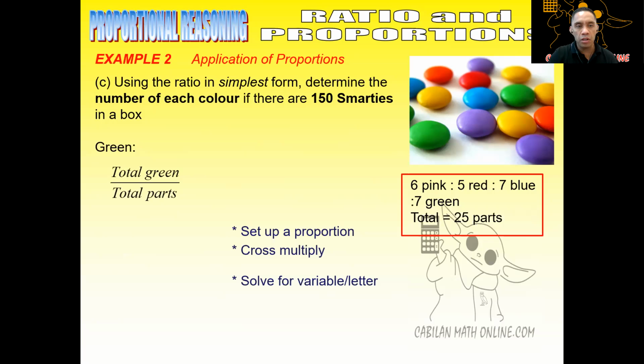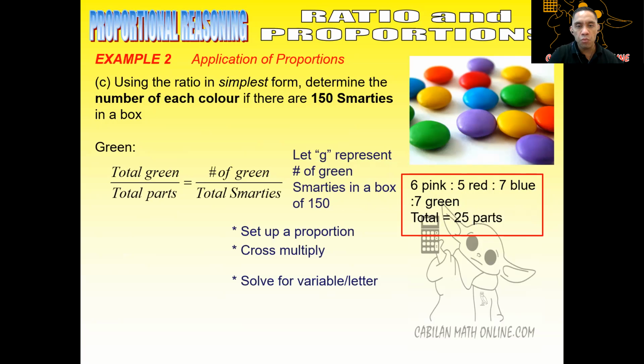Same approach. We're going to look at total green over total number of parts, and we're going to find the number of green over the total number of Smarties. We're going to let G represent the number of green. So we have 7 over 25 is equal to G over 150. Notice the proportions are exactly the same. The only difference in this case is that the letter just happens to be G.